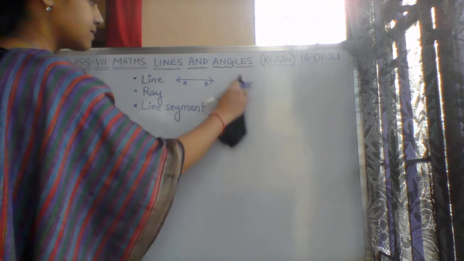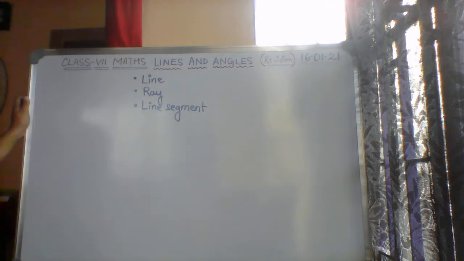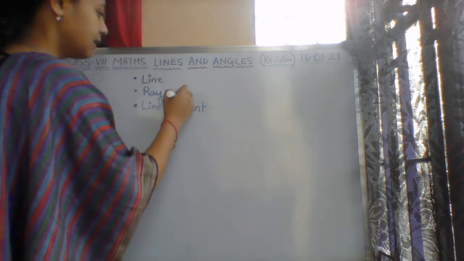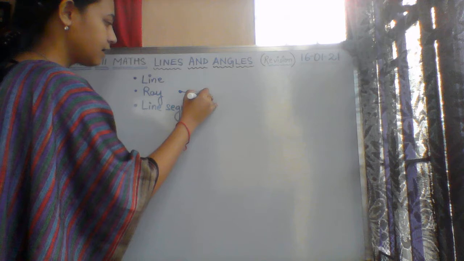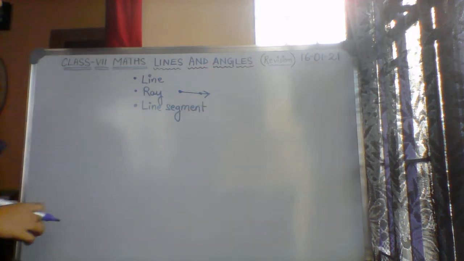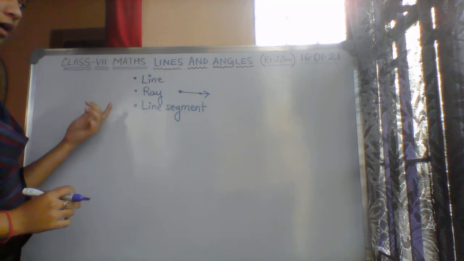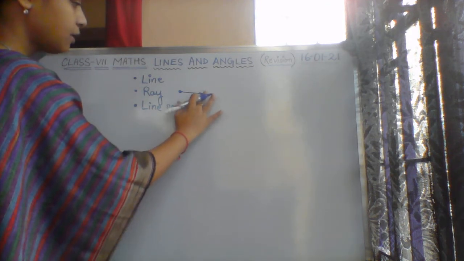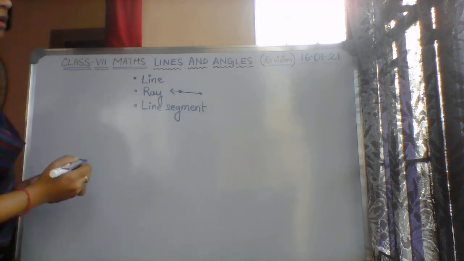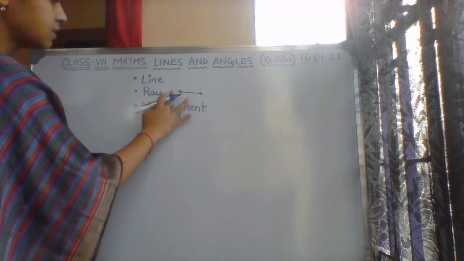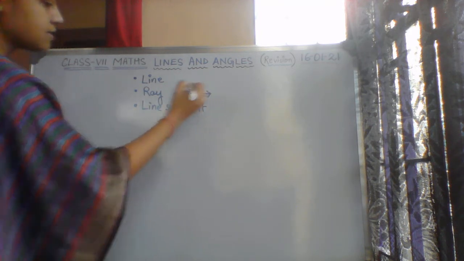Okay, now next. What about ray? It has one endpoint and it can be extended in one direction. Either in the left side it can be extended, then this will be the endpoint. It is extended through this, or it can be just opposite. It is one endpoint, and it can be extended in this direction.